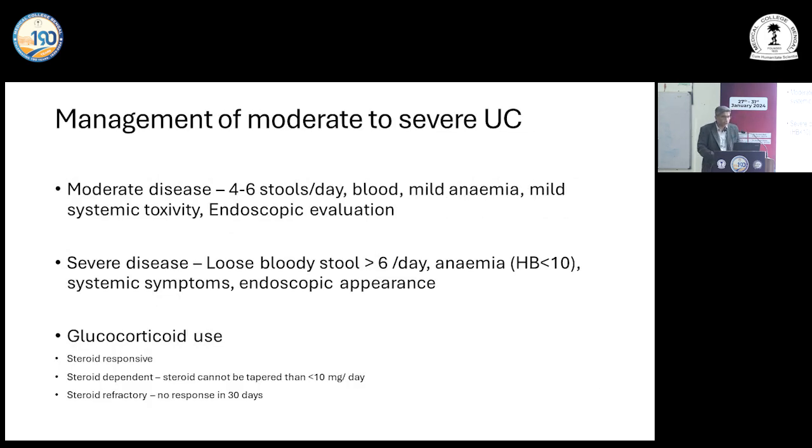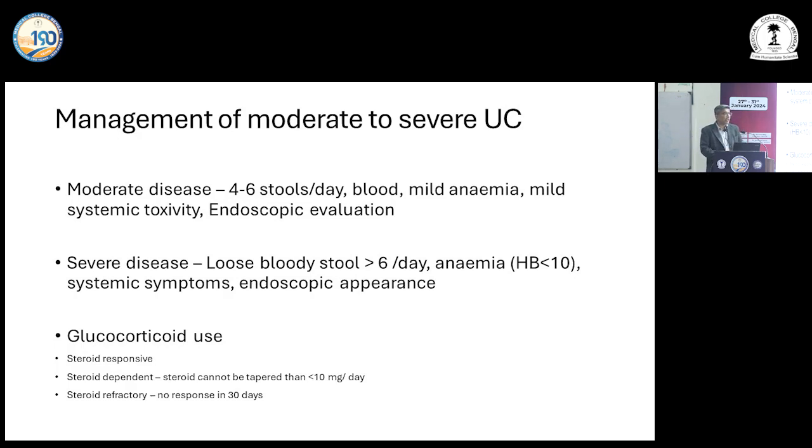What about moderate to severe UC? I've already mentioned moderate. Severe disease is actually patients having loose, bloody stool more than 6 times a day, anemia, hemoglobin dropping, systemic symptoms, fever, pain, and there are colonoscopic appearances which suggest severe disease. Also to remember, there will be a group of patients, as I mentioned, who often do not respond to glucocorticoids.